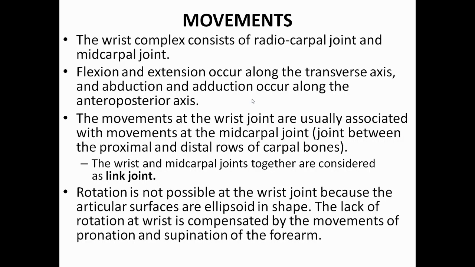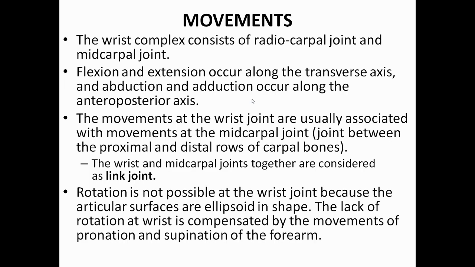What will be the movement at the wrist joint? The wrist complex joint consists of the radiocarpal joint and midcarpal joint. Flexion and extension occur along the transverse axis, and abduction and adduction occur along the anterior-posterior axis. The movements at the wrist joint are usually associated with movement at the midcarpal joint.